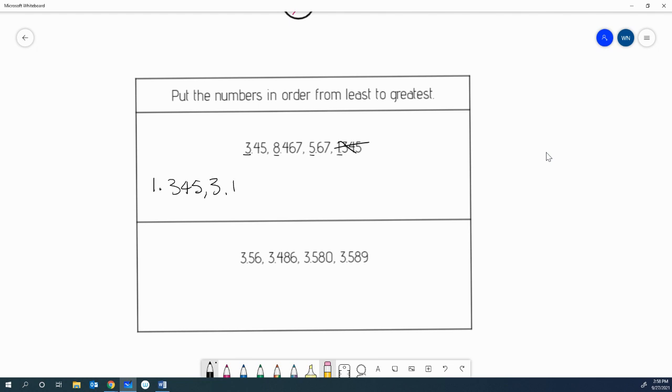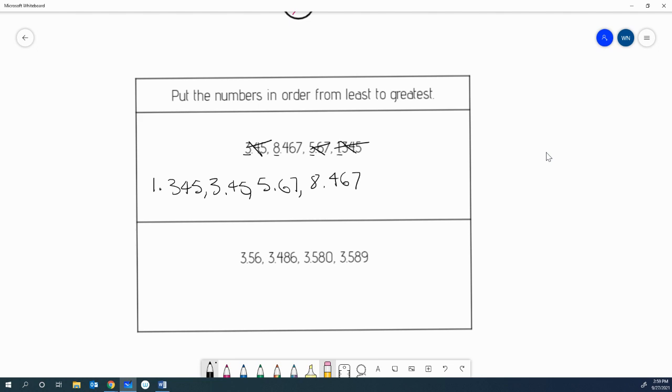So we've got 3 and 45 hundredths is next. Next smallest is my 5 and 67 hundredths. And lastly, 8 and 467 thousandths. That one was super easy. This next one, you've got to be really careful about. Go ahead and try this last problem.